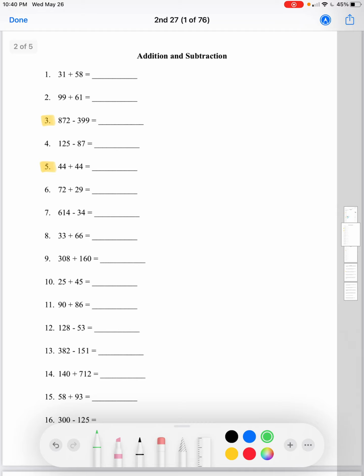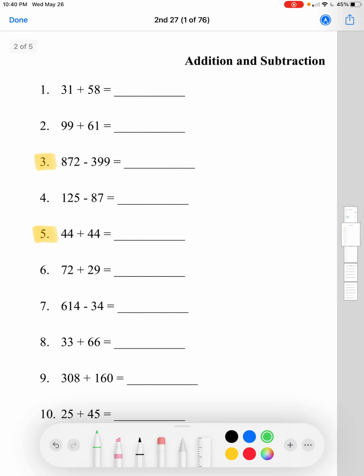Now let's go to addition and subtraction. We have number 3. This is a subtraction question, 872 minus 399.